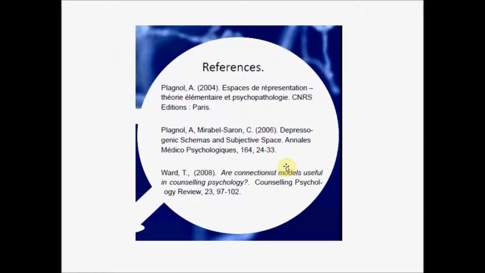So the reference for the book I just cited, Plagnol, 2004, is Espace de représentation, théorie élémentaire et psychopathologie. And the paper I just referred to of my own, Ward, 2008, Are Connectionist Models Useful in Counselling Psychology? And this paper is going to refer in some detail to a paper that Arnaud published with Mirabel Saron in 2006, talking about depressogenic schemas and subjective space.